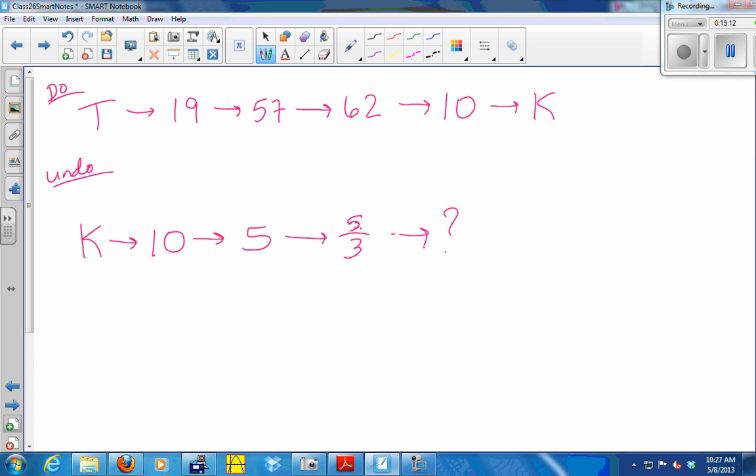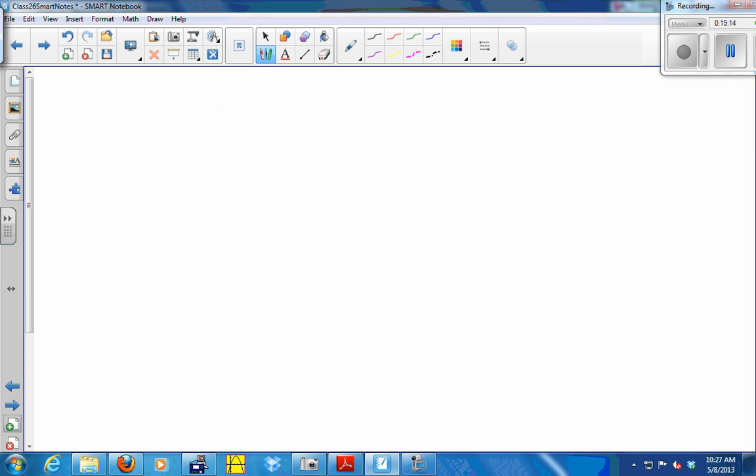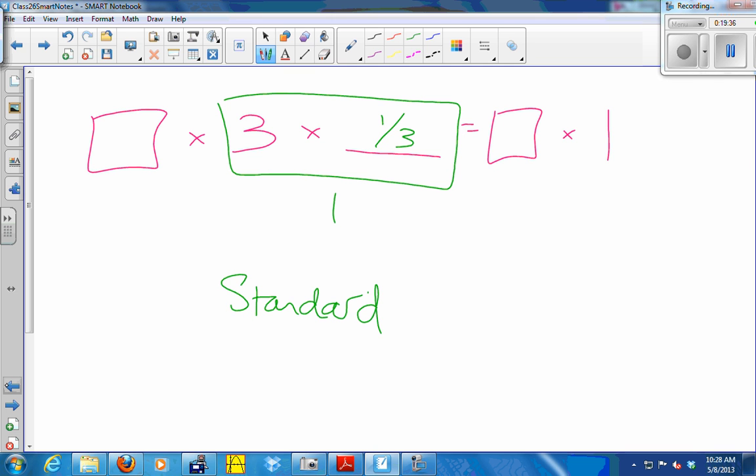Okay, let's look at another example. I'm looking for a way to undo multiplication by 3. So I need to multiply by something else so that multiplying by 3 and that thing is really multiplying by 1. In standard arithmetic, multiplying by 3 followed by a third is the same as multiplying by 1, so nothing changes. If you have some number and you multiply by 3 and then by a third, you get your number back.